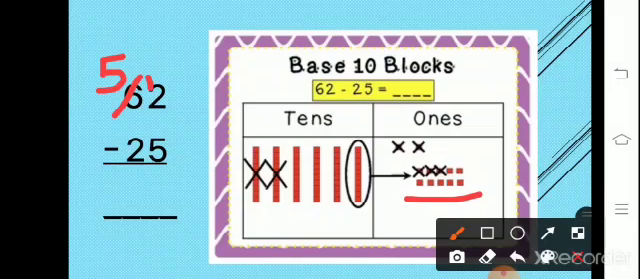Yes, count. 1, 2, 3, 4, 5, 6, 7. Yes, 7. Seven ones are left here. Now move to the tens place. You subtract 2 bars from 5. Why 5? Because these bars are 5. One bar you shifted here, which makes 12, so you do not count this bar, you just count these 5 bars. When you cut down 2 bars, the remaining bars are 3.